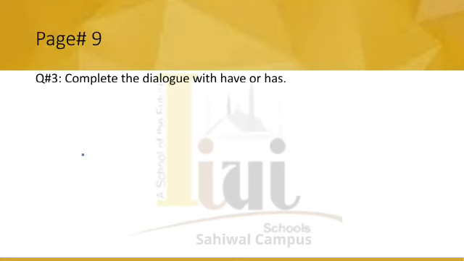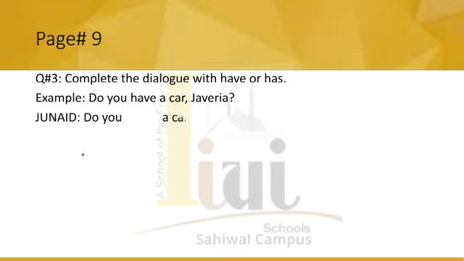Page number 9. Question number 3. So we are going to complete this question. Complete the dialogue with have or has. Okay students, has is used for singular subjects and have is used for plural subjects. For example, do you have a car, Javeria? Moving on to the dialogue, Junaid: do you have a car, Javeria? So students, what can we write over here? You is a plural subject. Yes, we will write over here have.